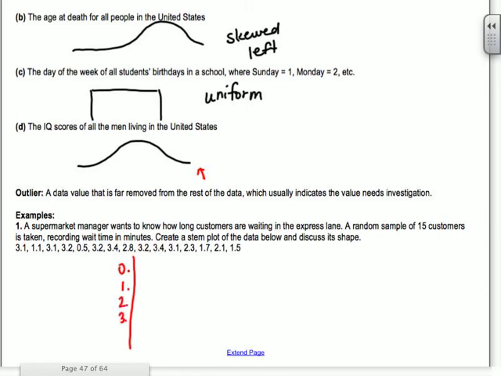And then we just fill in all the different data, and then we're going to put it in order as well. I usually have to do it in 2 steps, so I do 2 stem plots. So I have 3.1, 1.1, 3.1. See how I'm writing that? It looks like 3.11, but it's representing 2 data points, 3.1 and 3.1. Does that make sense? Okay, then I have 3.2, 0.5, 3.2, 3.4, 2.8, 3.2, 3.4, 3.1, 2.3, 1.7, 2.1, 1.5.